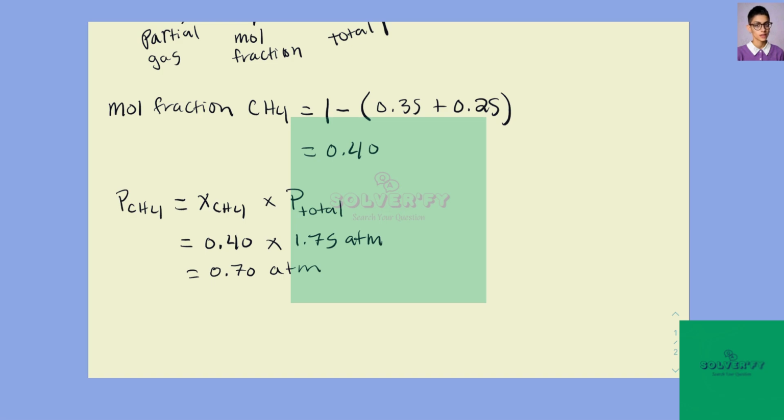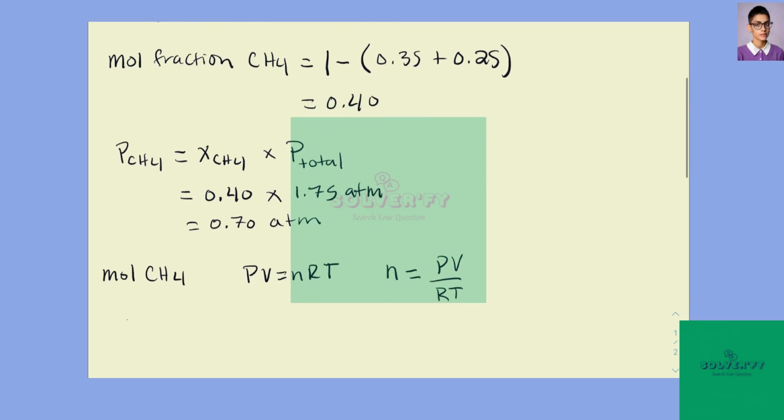All right, so now that we have the partial pressure for methane, we can find the molecules. But before we find the molecules, we need to find how many moles of methane we have. So we're going to be using PV equals nRT. We want to find out how many moles we have, so we're just going to rearrange it.